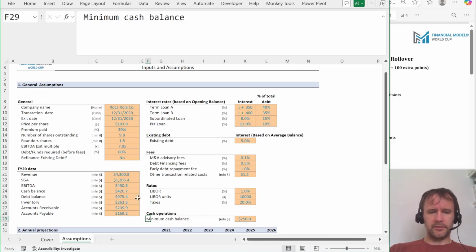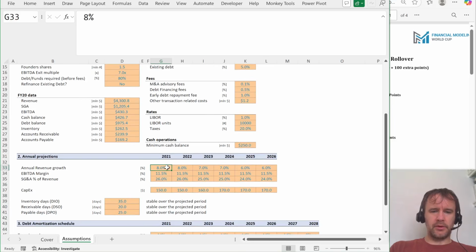There's a minimum cash balance of 250. So I mentioned the excess cash. Right now there's 426. We need to keep 250. So some of the excess cash will be taken out right away. If there's any cash above 250 million later, then we use it to pay off term loan A until that's paid off, and then to pay off term loan B.